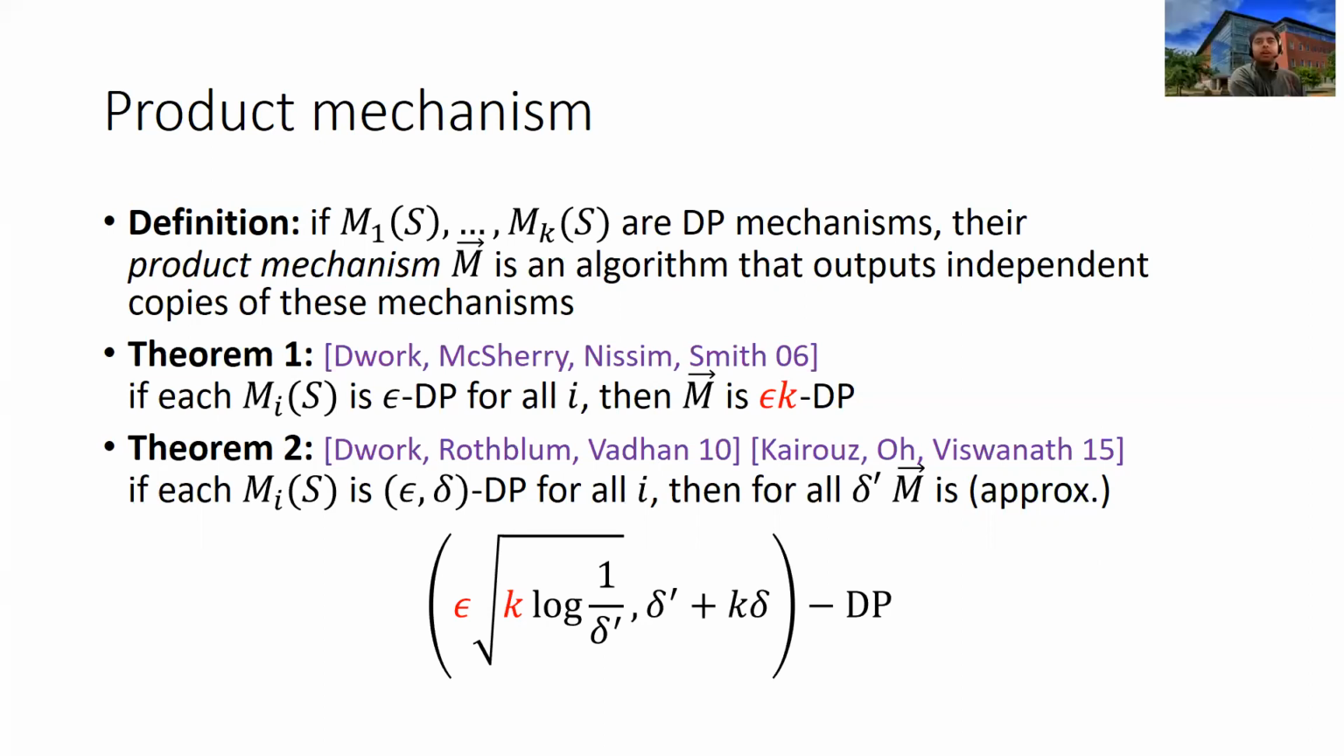I had a quick question. What do you mean by outputting independent copies of these mechanisms? Each mechanism consists of some randomized process. For example, you add random noise to the sum.